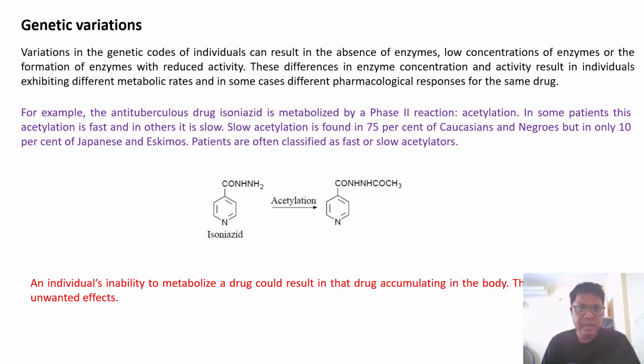For example, the anti-tuberculosis drug isoniazid is metabolized by a phase 2 reaction, acetylation. In some patients, this acetylation is fast, in others, it is slow. Slow acetylation is found in 75% of Caucasians and Negroes, but in only 10% of Japanese and Eskimos. Patients are often classified as fast and slow acetylators.